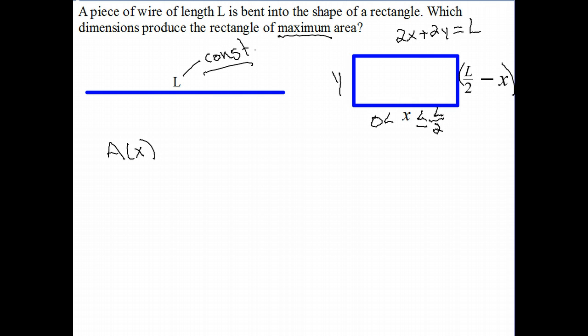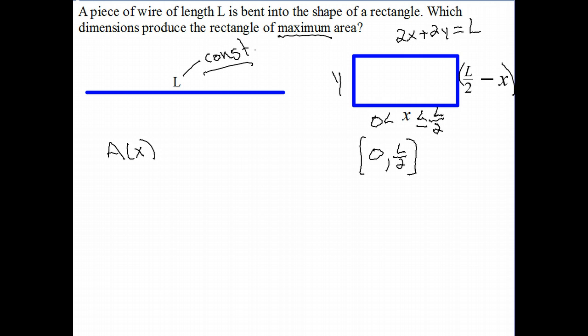And you might ask, where did that come from? Well, that comes from the fact that L over 2 minus x has to be a positive number. If L over 2 minus x is greater than 0, then L over 2 has to be greater than x, because we can't have a negative length of a side. So that's got to be true. So there are constraints. That is the interval that we're going to use here. We're going to use the closed interval from 0 to L over 2.